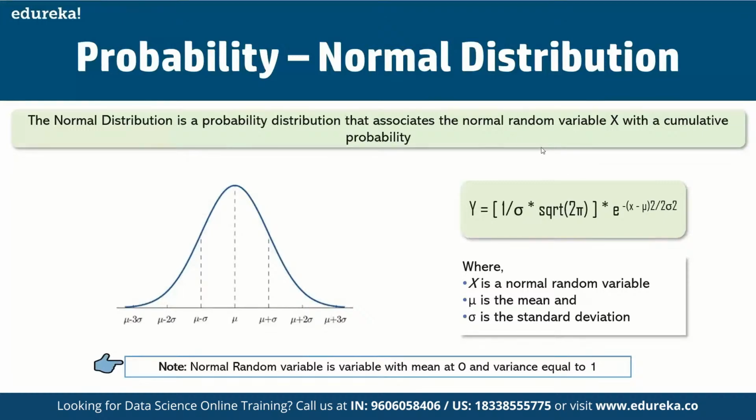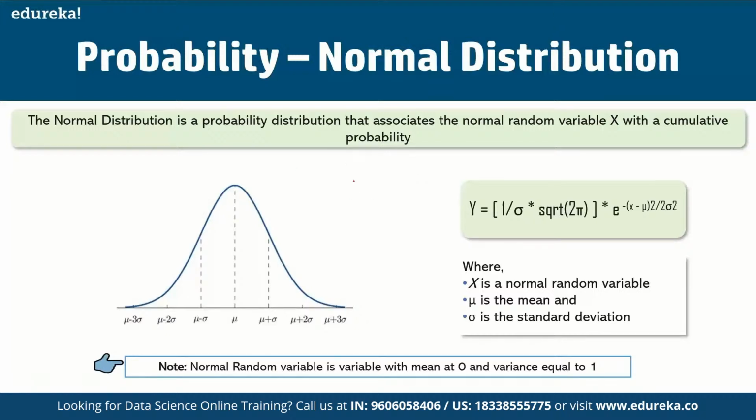So here we are going to say the random variable x. The probability distribution that associates a variable that is random with a cumulative probability. The formula for our normal distribution is 1 divided by sigma multiplied by square root of 2 pi times e to the power of x minus mu by 2 sigma squared. The formula may sound slightly confusing, but let me explain what these terms mean here.